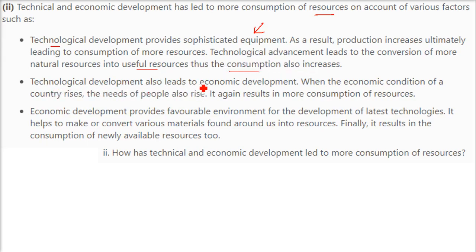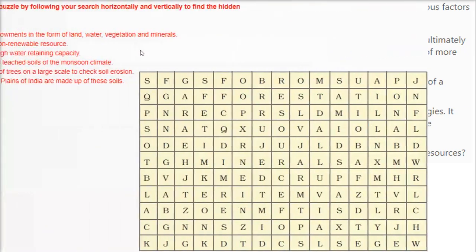Then technological development also leads to economic development. When the economic condition of a country rises, the needs and demands of people also increase, so it again results in more consumption of resources. Then economic development also provides a favorable environment for the development of the latest technologies. It helps to convert various materials found around us into actual resources, so it results in the consumption of newly available resources too. So these are the three things you can answer like this.